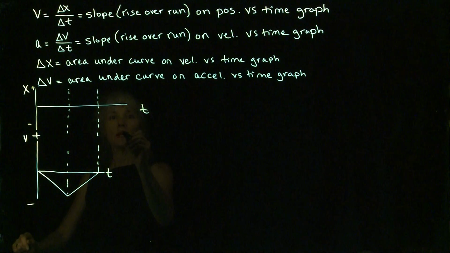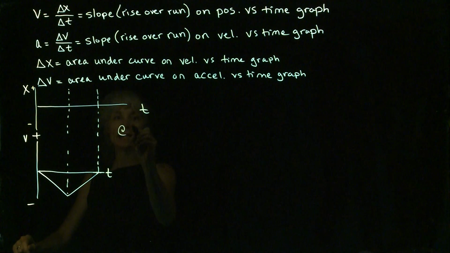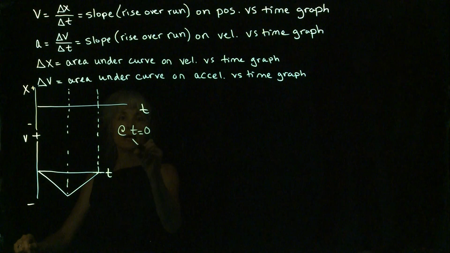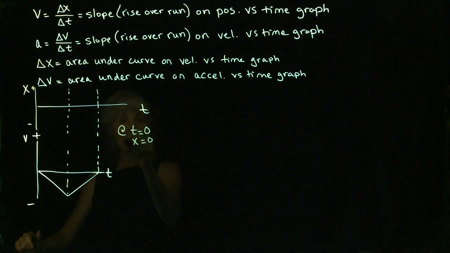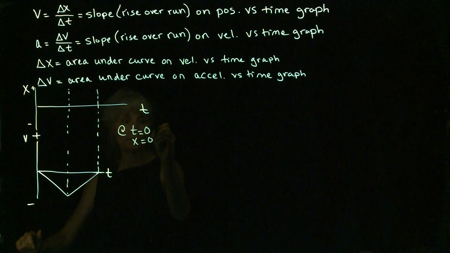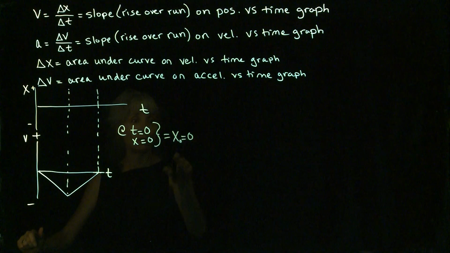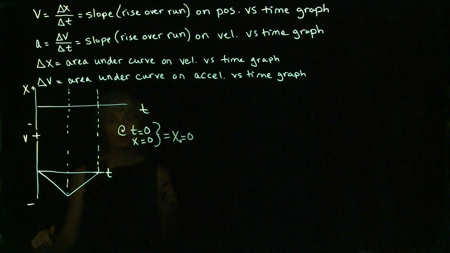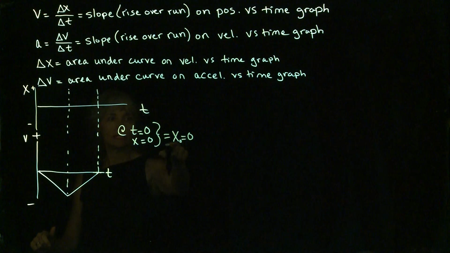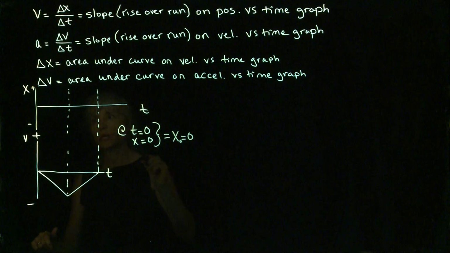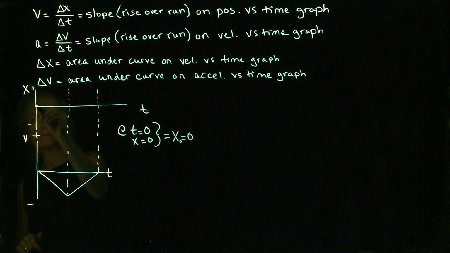And I'm going to give the extra piece of information that at t equals 0, x equals 0. An equivalent way to say that is x naught equals 0. Remember, that little naught sign keeps track of initial. So it says initial position is 0. So I know I start off right here.